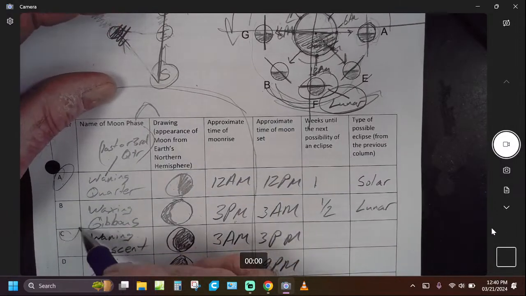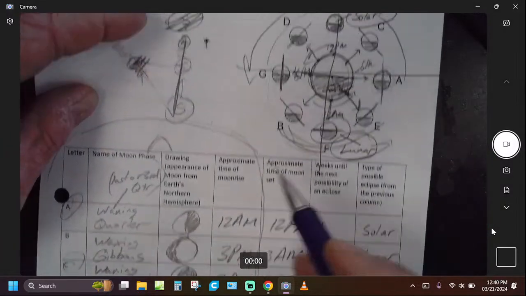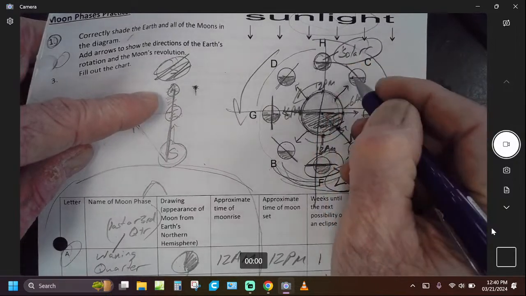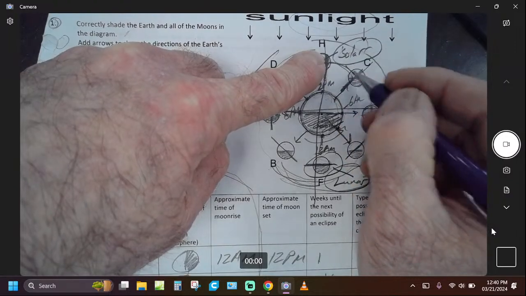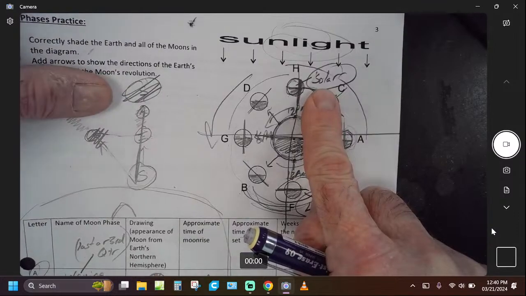If you started at a waxing crescent, or a waning crescent, C, you just go from here to here, and I've hit my first eclipse. And how many weeks is it from there to there? Half a week. So 1/2. And what kind of eclipse is this? Solar.